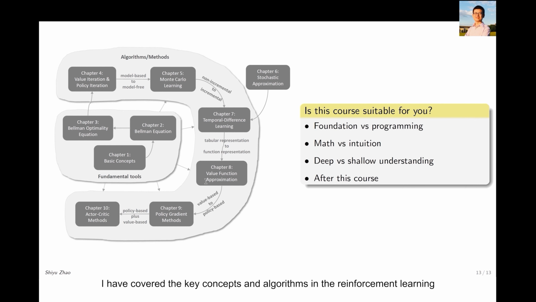Through this rapid overview, I have covered the key concepts and algorithms in reinforcement learning. While many details may not be fully understood, that is okay, as long as you grasp the general framework and can subsequently tailor a studying plan for yourself. This video will be successful.